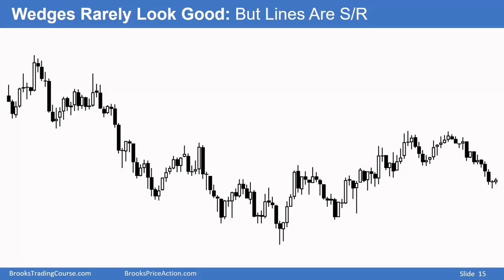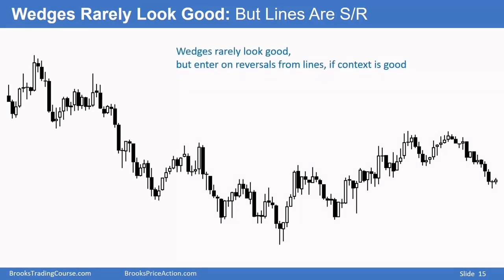Most patterns do not look perfect. They do not look like textbook patterns. But if they look reasonably good, they're good enough, and the lines will create support and resistance. Wedges, for example, are rarely ever perfect. But if the context is good, traders will look for reversals at the lines.